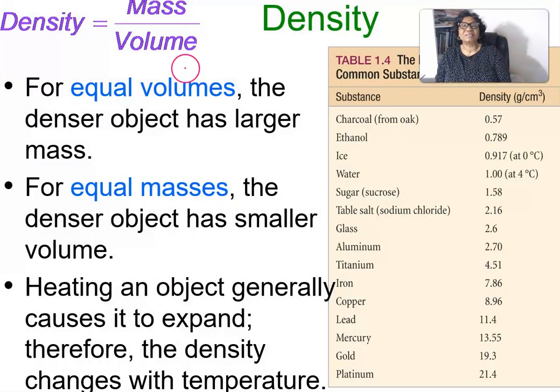So density is mass over volume. For equal volumes, the object with larger mass has the larger density. For equal masses, the object with smaller volume has the larger density. Heating an object generally causes it to expand. Therefore, density changes with temperature.